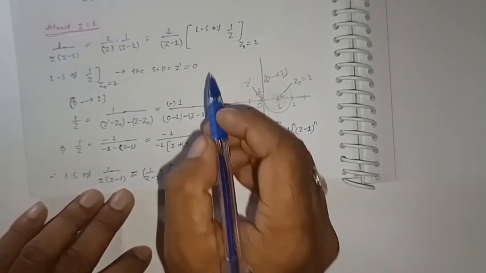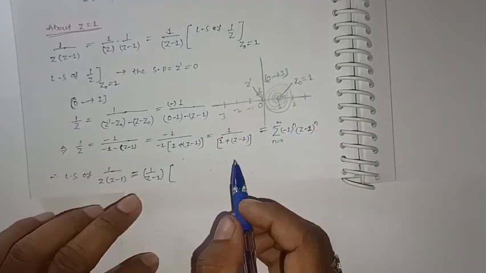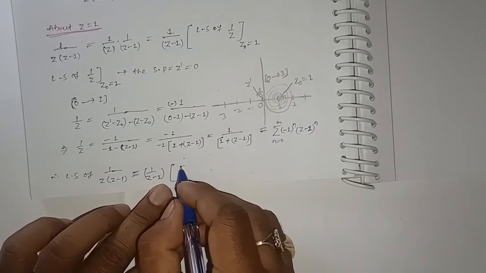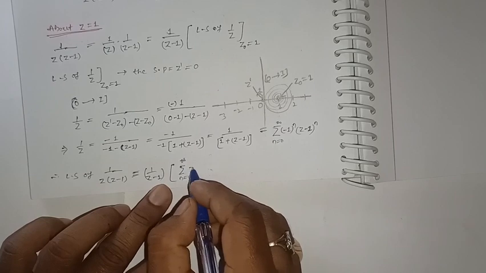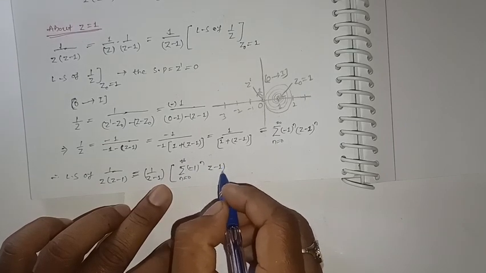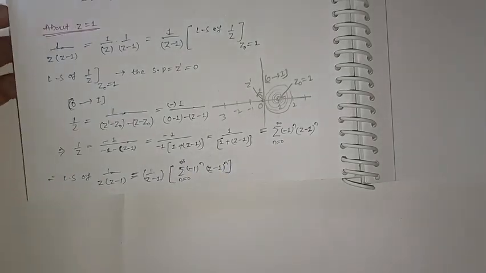Okay, then the Laurent series of 1 by z about z0 equal to 1, we found this one. We have to just write here summation n equal to 0 to infinity, minus 1 to the power n, z minus 1 to the power n. Got it? Like this you have to do.